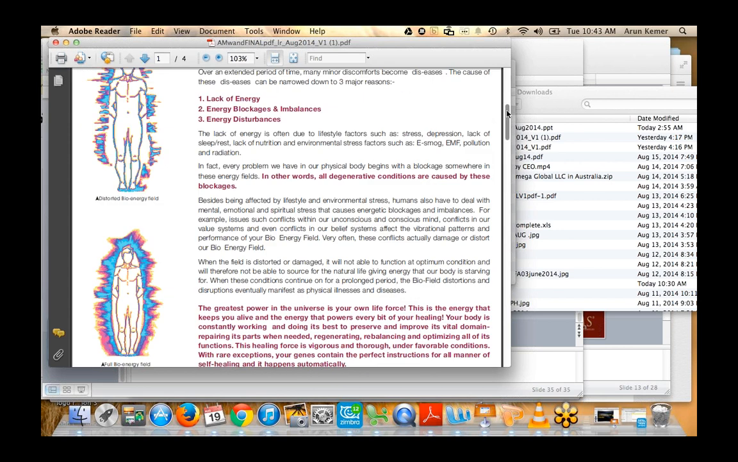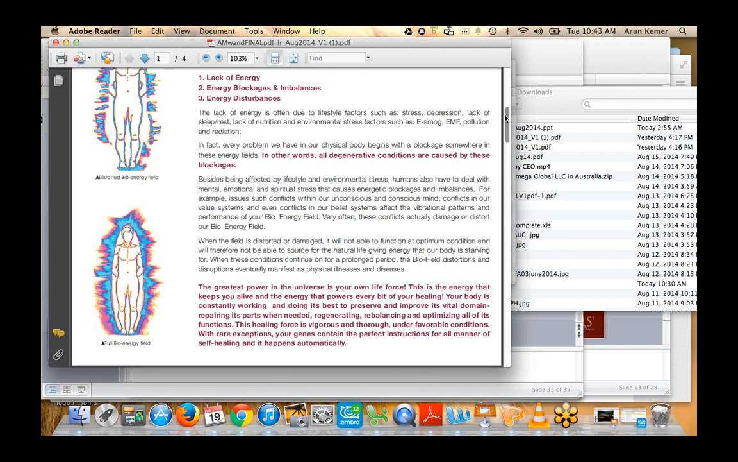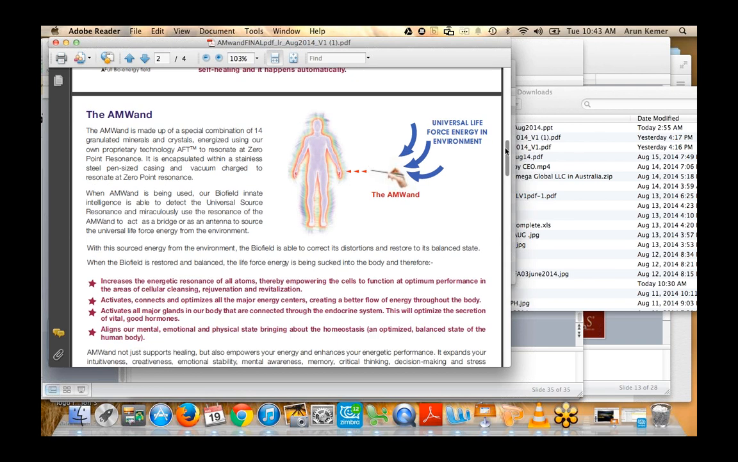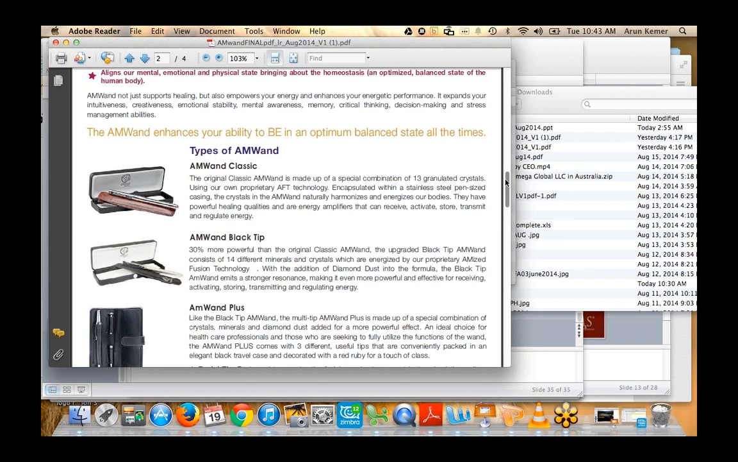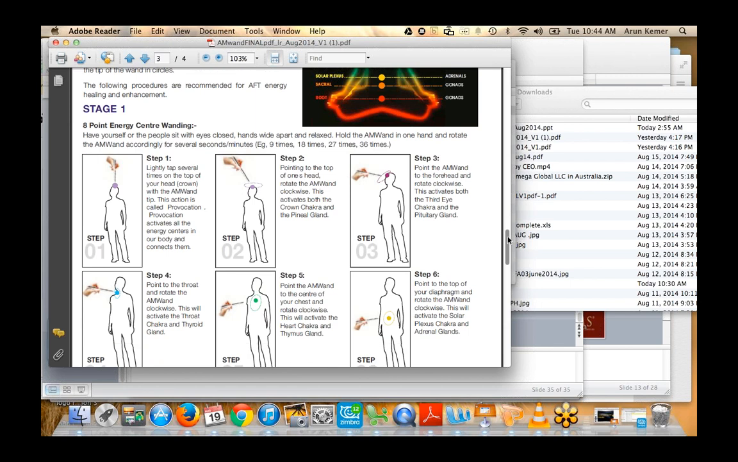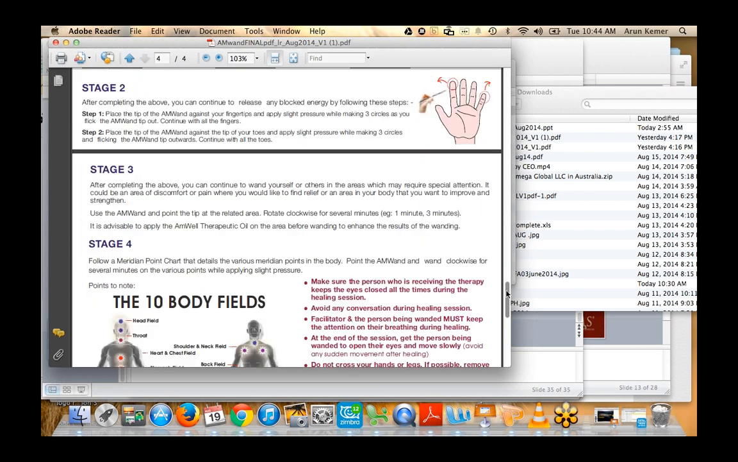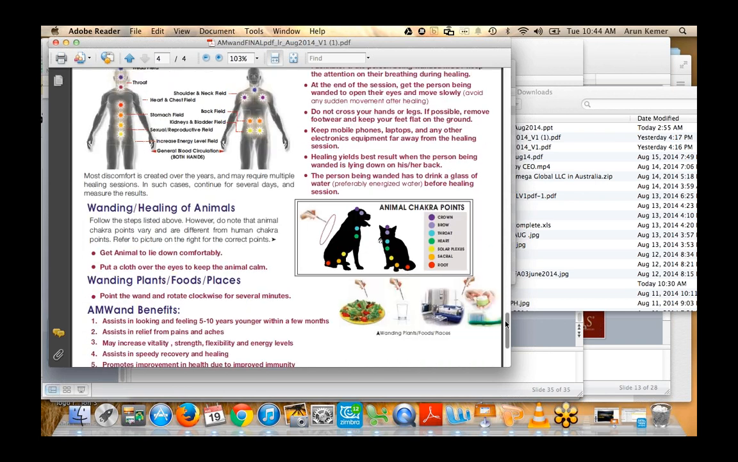It covers the same details again, but in much more detail, especially how the energetic blockages happen, how the wand is able to help in bringing about change and improvements, the different types of wand, and how to use the wand. It clearly explains with illustrative graphics the 4 stages and the 8-point healing wanding. Stage 2 and stage 3 cover the 10 body energy fields, and warning the animals and the total benefits.